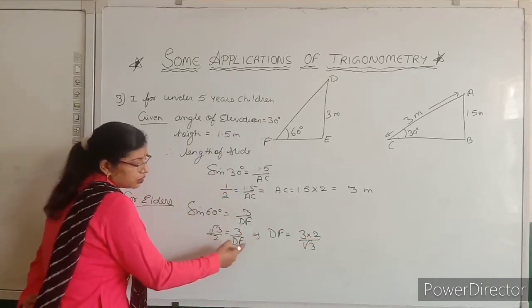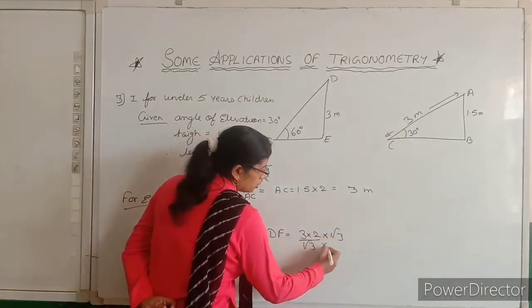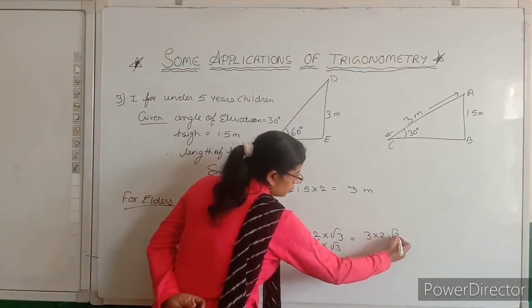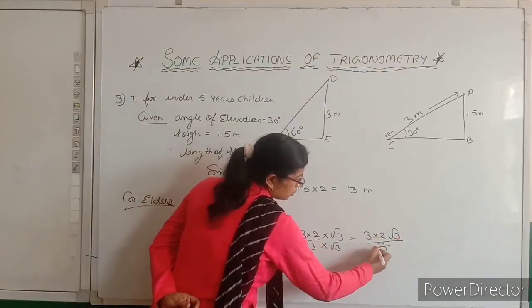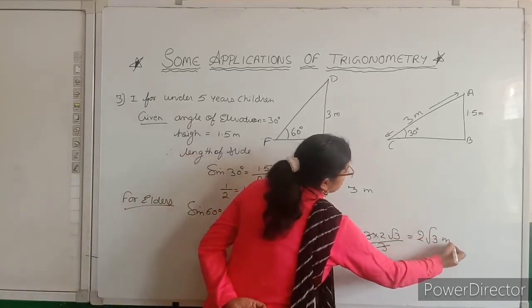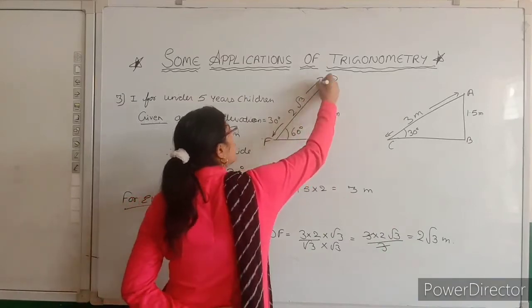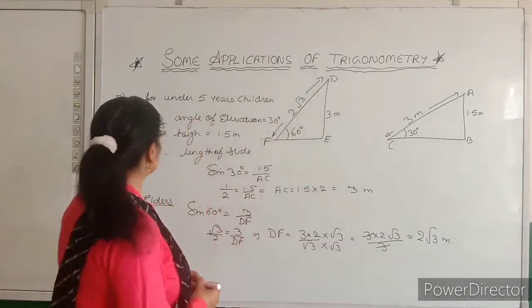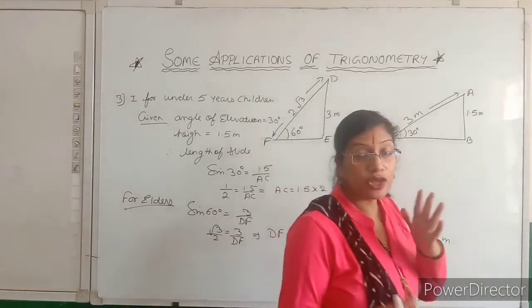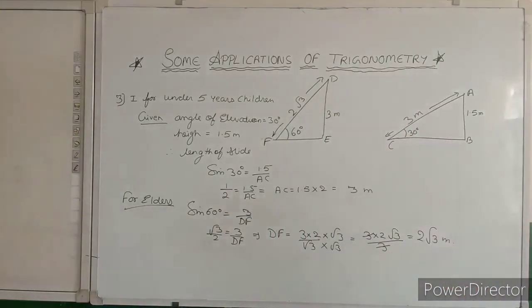2 up and root 3 down. Okay, so now multiply it by root 3 and root 3. So what you will get? 3 into 2 into root 3 upon root 3 into root 3, 3 to 3 cancel. So we got 2 root 3 meter. So this is the length of a slide for elder students. Okay, so these questions are very easy. Hope you are enjoying the trigonometry. So let us start question number 4 of this height and distance.